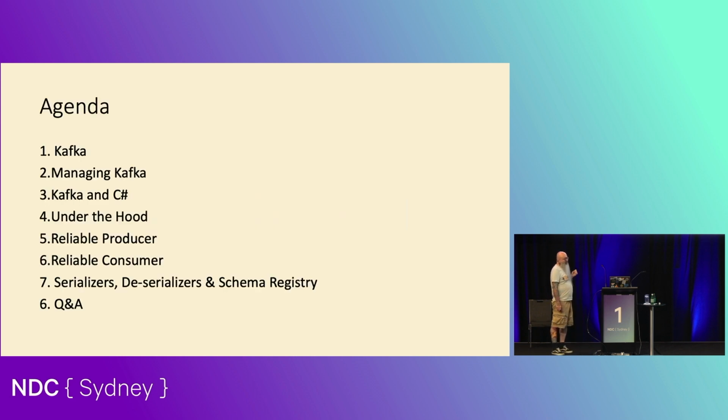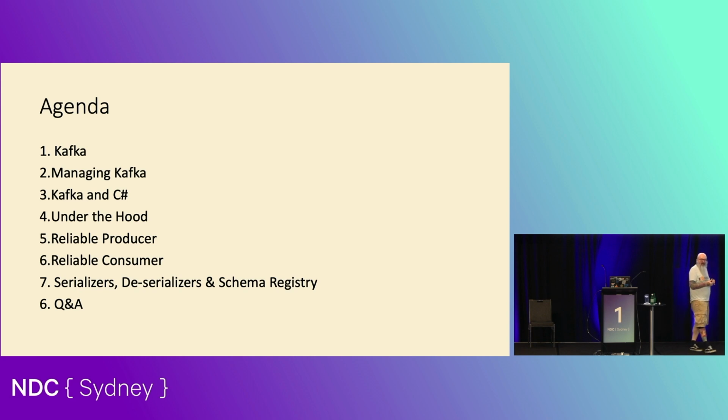All right, what we're going to talk about. We'll talk about Kafka. We'll introduce you to what it is, where it comes from, how it works. We'll talk a tiny bit about how you manage a Kafka that you have running. And then we'll get into Kafka and C#, and we'll show you an example of consuming and producing a message using Kafka. Then we'll dig a little deeper.